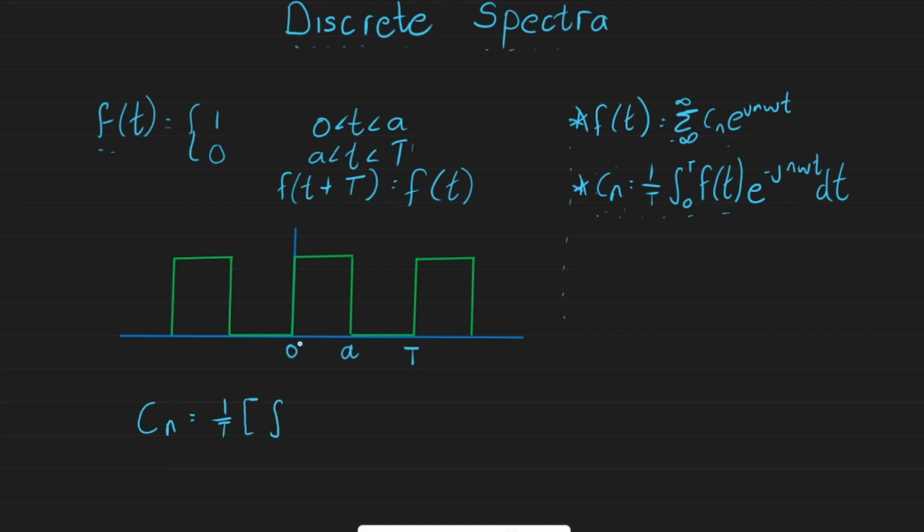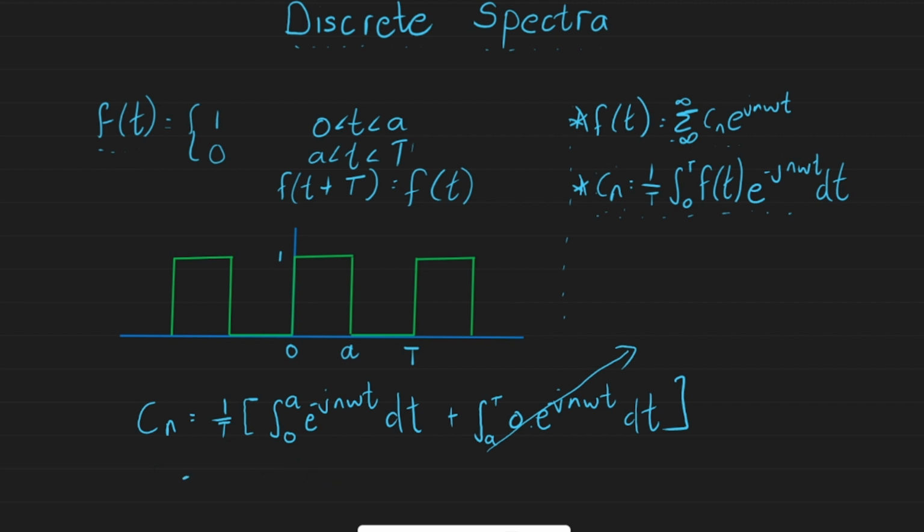Okay, we'll write it like this. It's the integral, firstly, 0 to T is broken up from 0 to a, and then a to T. So we are going to integrate from 0 to a. And from 0 to a, the function value is just 1. So we just have 1 times e to the minus jn omega t dt. Then the next part of the integral is from a to T. And of course, the function value is 0. 0 times e to the minus jn omega t dt. So since this is 0, this entire integral is just going to be 0.